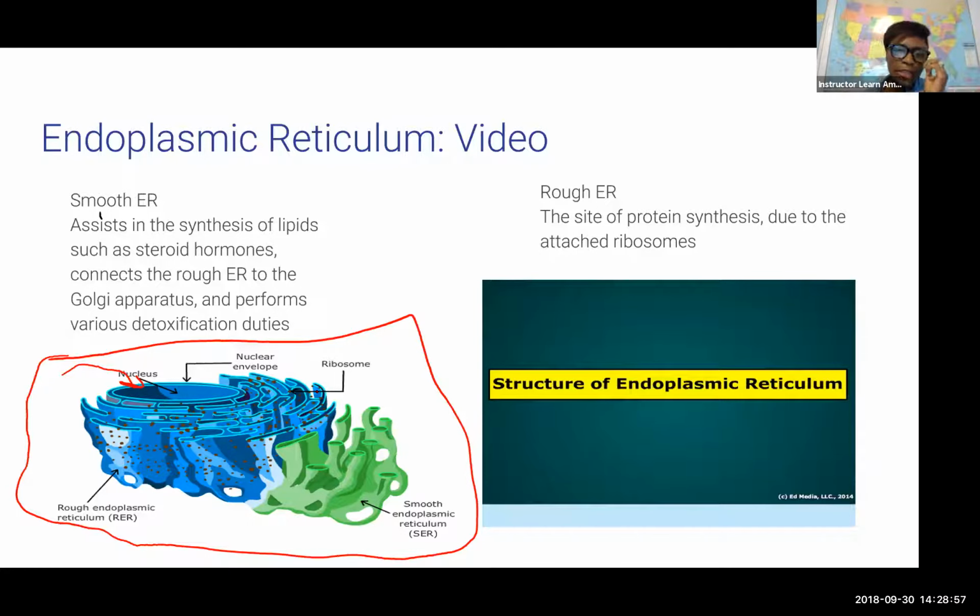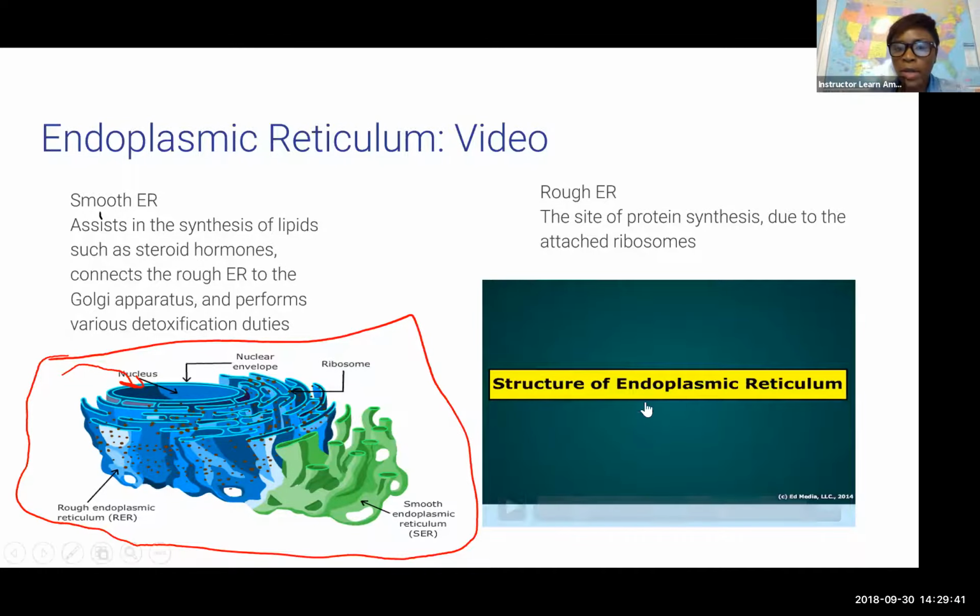As you could see here in the definition, the smooth endoplasmic reticulum assists in the synthesis of lipids. So we're talking about our fats that are going to play a role in steroid hormones. They, once again, are connected to the rough ER, to the Golgi apparatus, and they're also involved in detoxification. So the rough ER is the site where protein synthesis will occur, because our ribosomes are where protein is made in the cell. And so we're going to see some of that process taking place by the endoplasmic reticulum due to the presence of the rough ER.